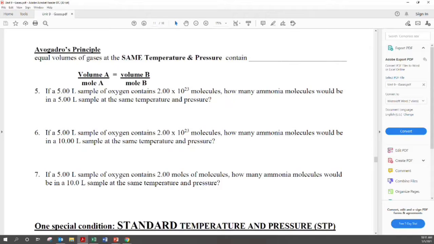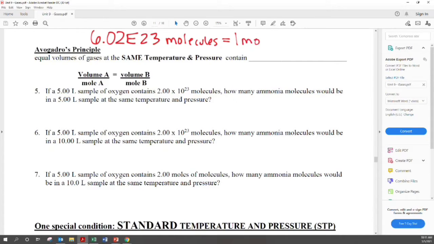Okay, so this is the top of page 11. We're going to be learning about Avogadro's principle. And if you remember, this Avogadro guy was the guy that had his own number. Avogadro's number was 6.02 times 10 to the 23rd, which we would write as E23. And that number was there to help us count molecules, figure out how many molecules there were of a substance.